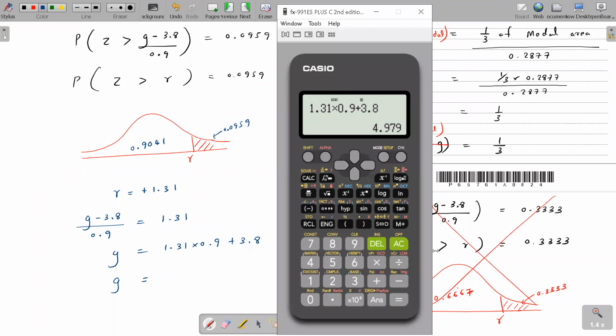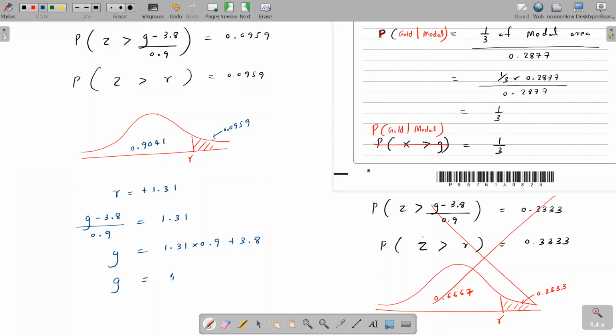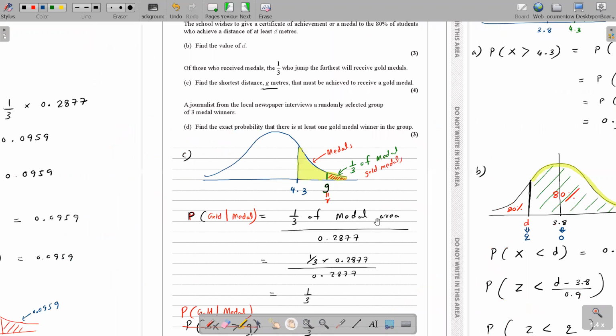$4.979. Is that okay, children? 4.979. So this is the minimum distance that you need to achieve to receive a gold medal. Agreed? Children, do you agree? Yes, teacher. Okay. Then let's go to the next one.